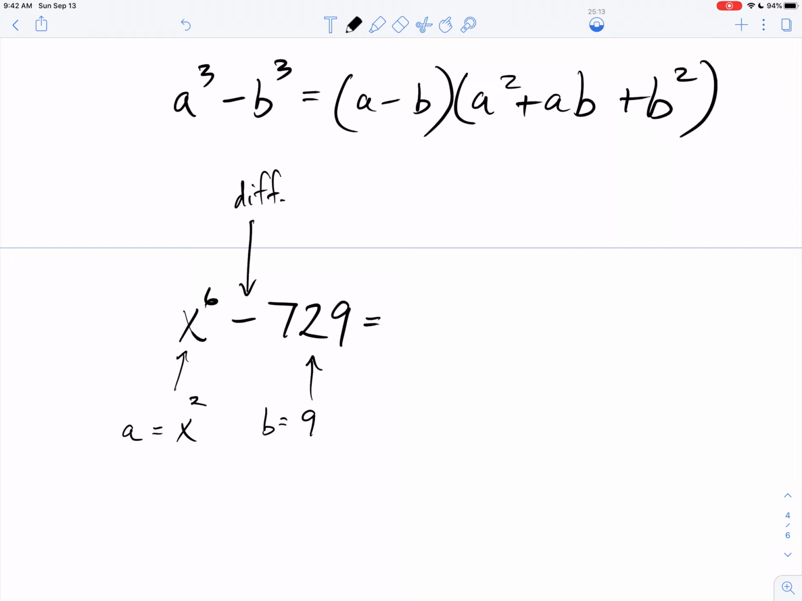Could I then plug x squared instead of a, minus 9 instead of b? And then here's where you've got to be careful. If I'm going to put an x squared there, that would be x squared squared. That'd be x to the 4th. Plus a times b. Well, I wouldn't say x squared 9. That looks weird, so I'd say 9x squared. And then b squared, that's just 9 squared, so that's 81.